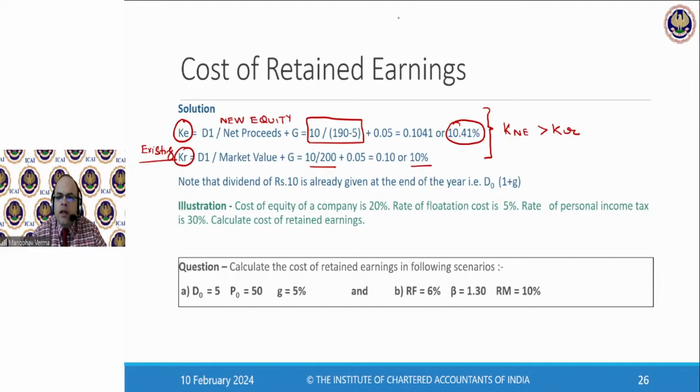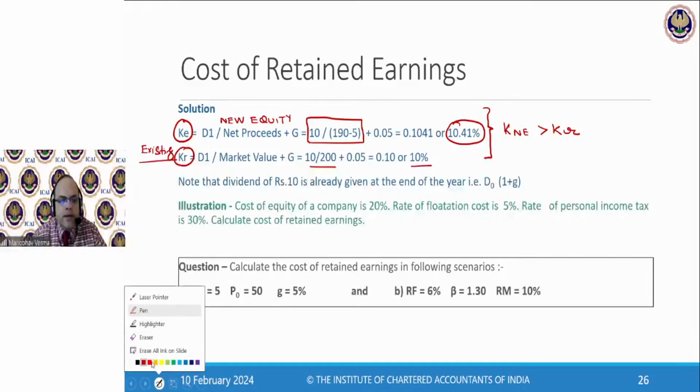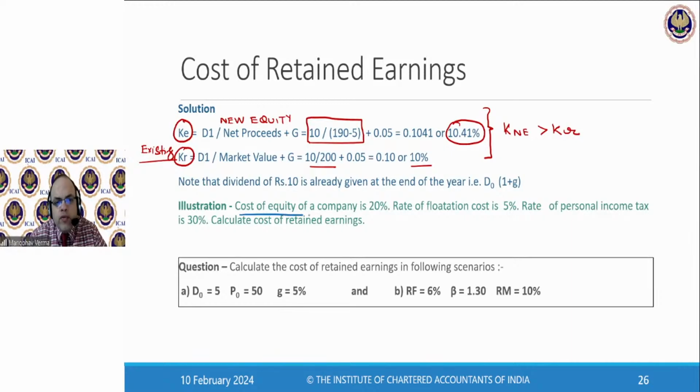Okay. Now, let's look at another example, including the tax rate as well. Let's see what happens. The cost of equity of a company is 20%, the rate of flotation cost is 5, and the rate of personal income tax is 30%.